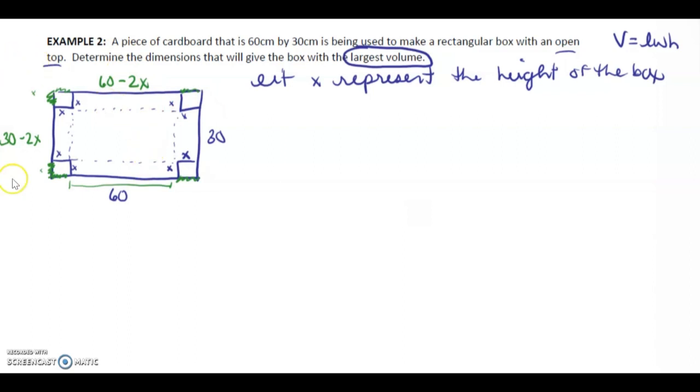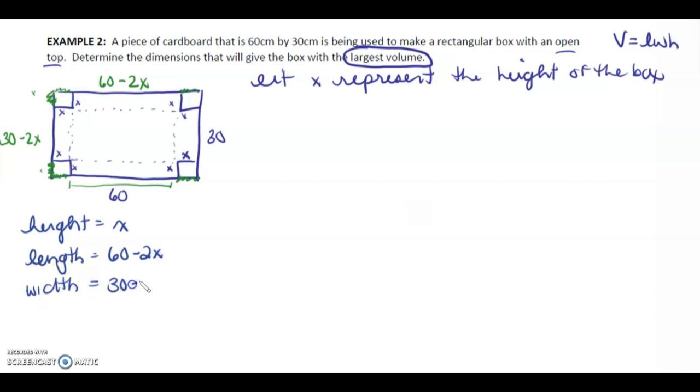Okay, so let's list this. The height is going to be x. The length is going to be 60 minus 2x. And the width is going to be 30 minus 2x.